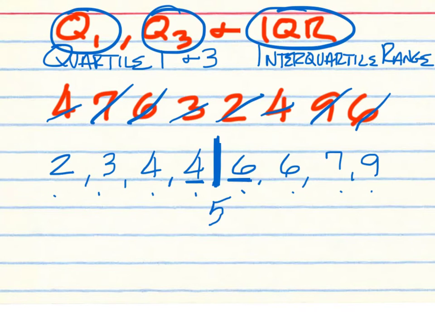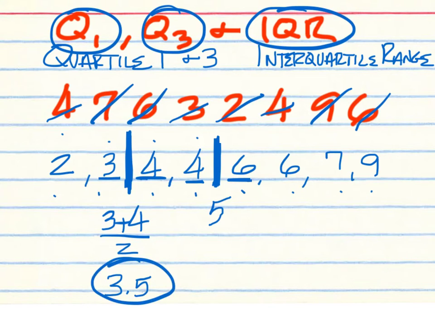Q1 is on the left-hand side of this list. Look at the left-hand side: 2, 3, 4, and 4. Think of just the median of that small list. You have 4 numbers. If you cut it in half, you would have 2 on either side. Your middle numbers are 3 and 4. 3 plus 4 is 7. Divide by 2. Q1 is 3.5.